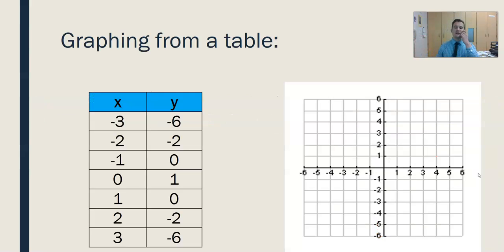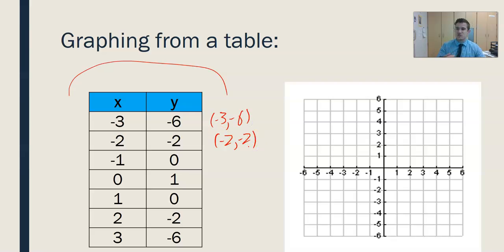Well, say I don't give you points, I give you a table. I give you a table of X values and a table of Y values. This table of X and Y values is basically just a bunch of coordinate points put in the format of a table. So this would be the point (-3, -6). This would be the point (-2, ...), etc., etc.